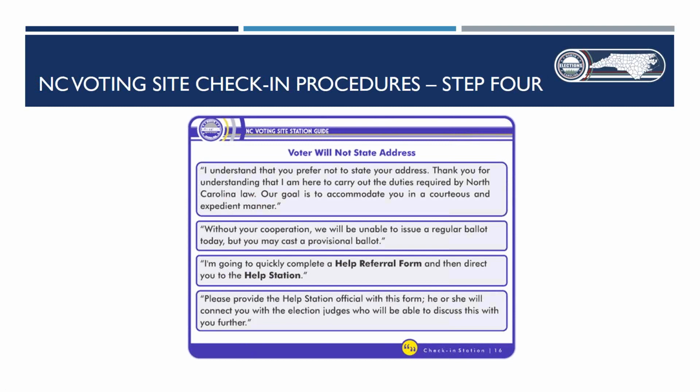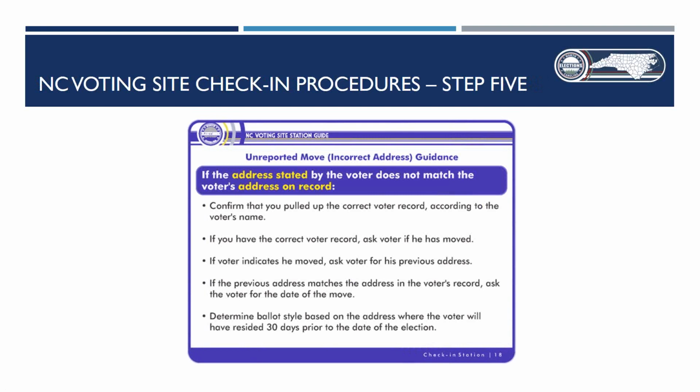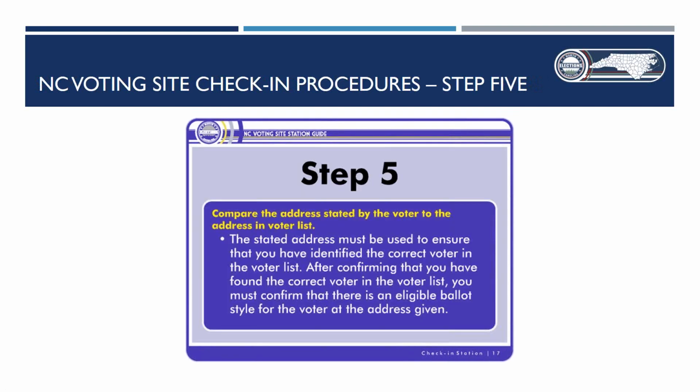And this just goes into if you have an uncooperative voter who will not state their address. Here's a little statement that you can say or have your election official say, and then refer them to the help station. And again, you're going to do as you did with the name. You're going to compare the address stated by the voter to the address in the voter list. The purpose for doing this is to confirm an eligible ballot style.